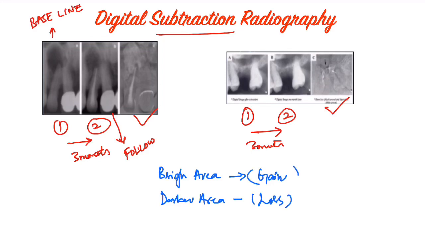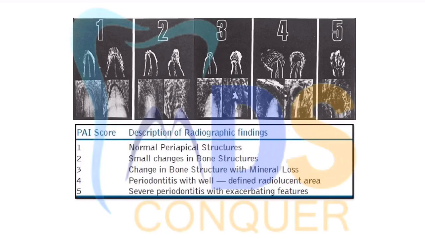Make sure the most important thing you have to do is that the projection geometry should be the same. The landmarks and everything kept as a reference for the baseline radiograph and for the follow-up radiograph should be the same, so that the subtraction process can be used. The main disadvantage of this technique is that projection geometries are very difficult to follow, and that can lead to some sort of error. That's all about digital subtraction radiography.